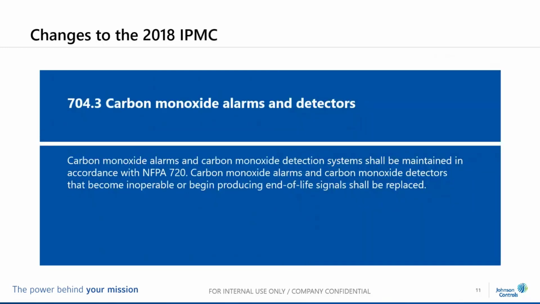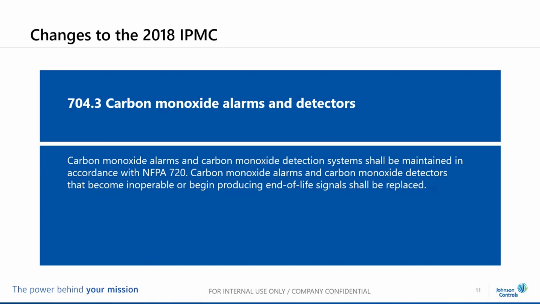In 704.3, here we have the Property Maintenance Code, the IPMC. In the past, there were no requirements in this code for the maintenance of CO alarms or detection systems. So the changes now require that CO alarms and detectors be maintained in accordance with NFPA 720. 720, it's not a typo there for those that don't know. 720 is the standard for carbon monoxide alarms and carbon monoxide detection systems.